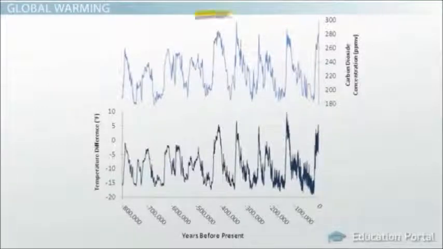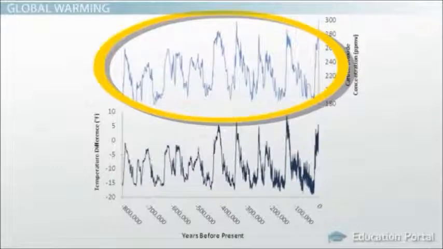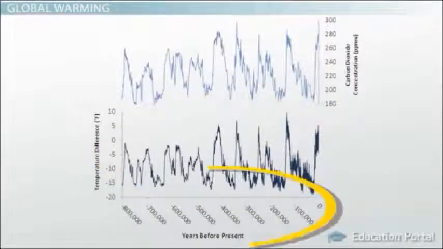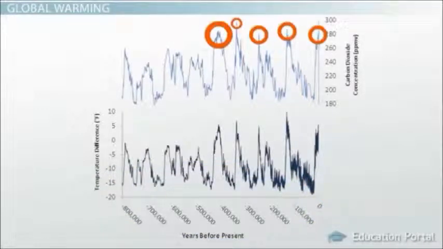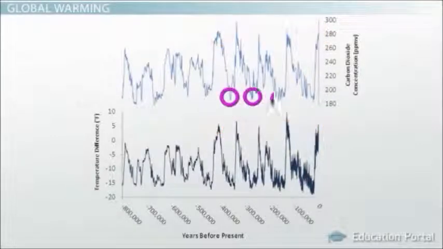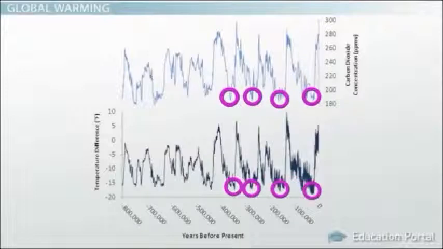The top graph shows the carbon dioxide concentration in the atmosphere, and the bottom graph shows the average global temperature. Both graphs cover the 800,000 years preceding 1950. As you can see, every time CO2 concentration spiked higher, the temperature went up too. And when CO2 levels bottomed out, so did the temperature.